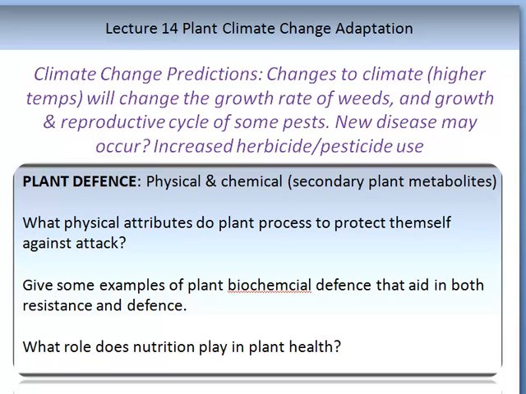Changes to climate, that is, higher temperatures, will change the growth rate of weeds, and this will have a negative impact potentially on crop growing. The growth and reproductive cycle of some pests will change. When looking at these, you will need to look at a complex ecosystem, not just the plant. And so predicting what will happen in future changes is very complex and requires sophisticated models. Another issue is that new diseases may occur. Therefore, we can probably expect to have increased herbicide and pesticide use and potentially increased resistance.